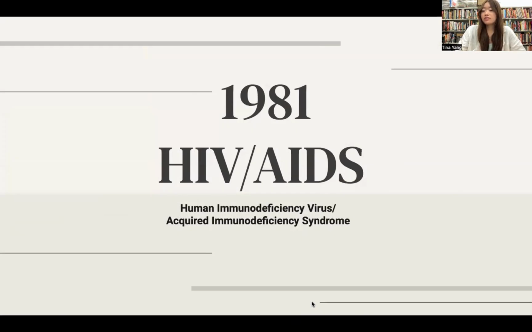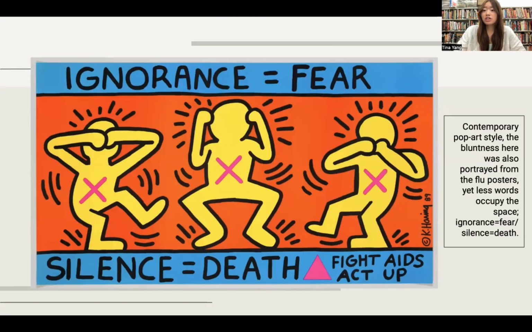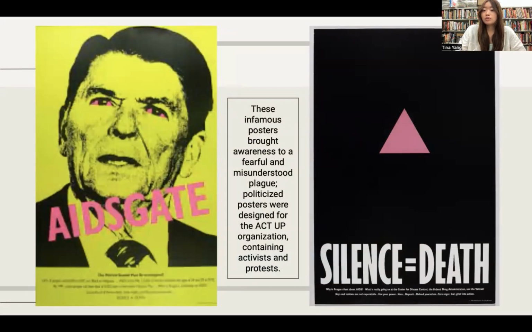Next, we have HIV or AIDS. Now, HIV is a virus that attacks the body's immune system, and untreated could lead to a long-term disease known as AIDS. Posters from this era contain contemporary pop art style, lots of bold colors, as well as bluntness influence from the influenza posters. These posters were known as politicized posters made for the ACT UP organization, which was an activist group during the time. Again, we see lots of bold and bright colors that are attention-grabbing and little to no words and lots of representational icons.